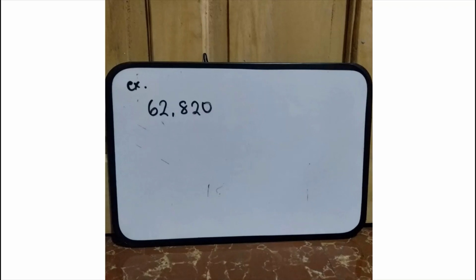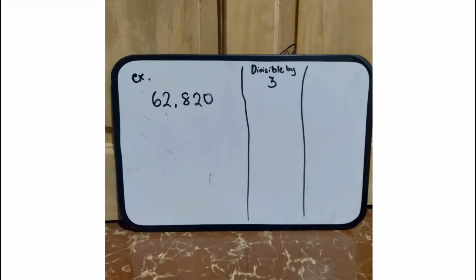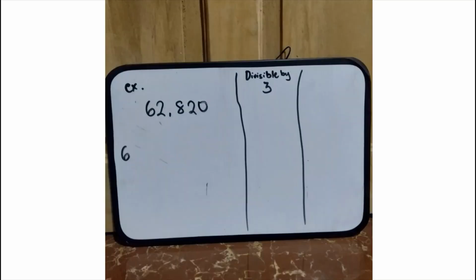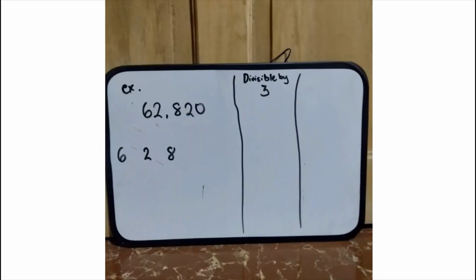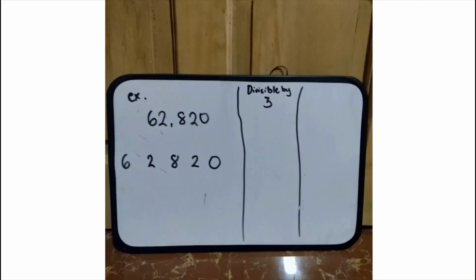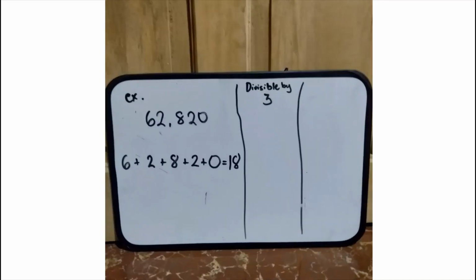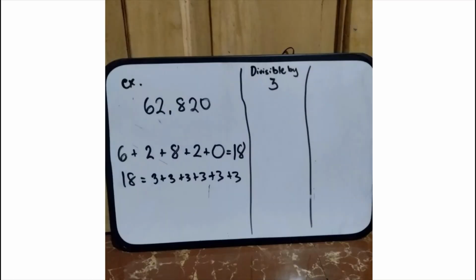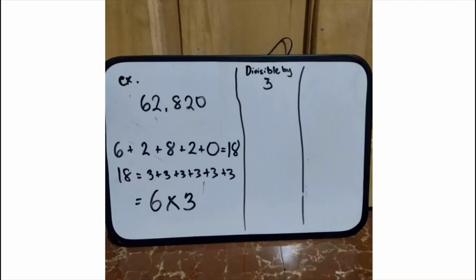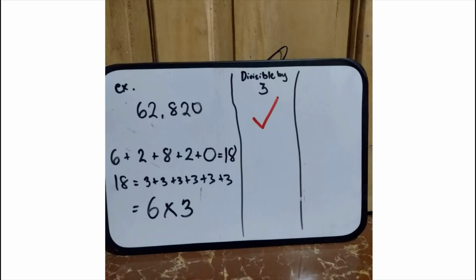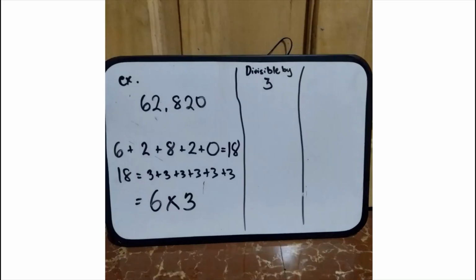Let's have 62,820 as an example. First, let's find out if the number is divisible by 3. The digits of the number are 6, 2, 8, 2, and 0. The sum of these digits is 18. 18 is a multiple of 3, which is 6 threes or 6 times 3. Therefore, the number 62,820 is divisible by 3.